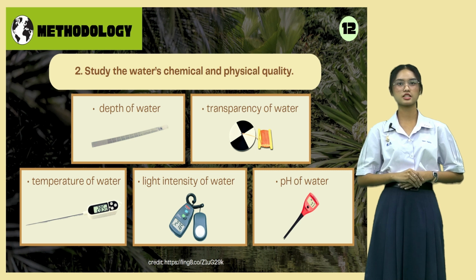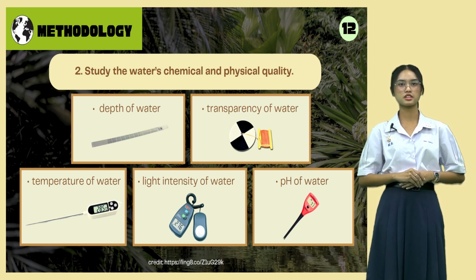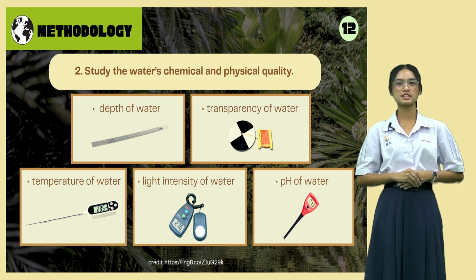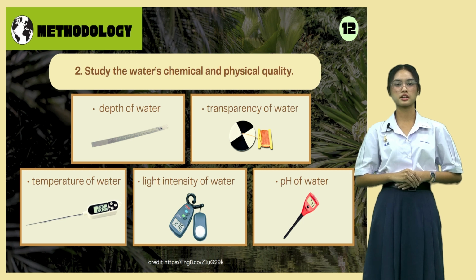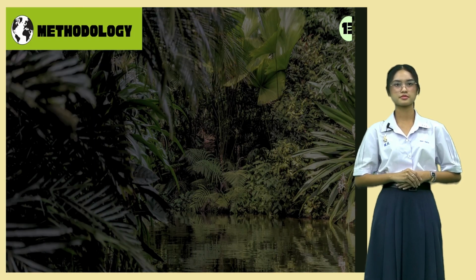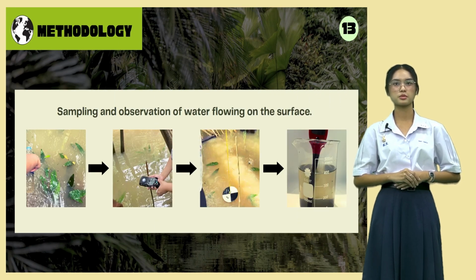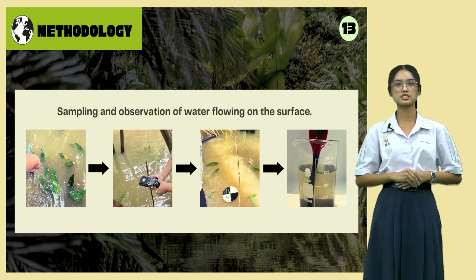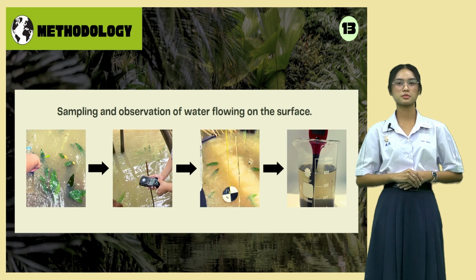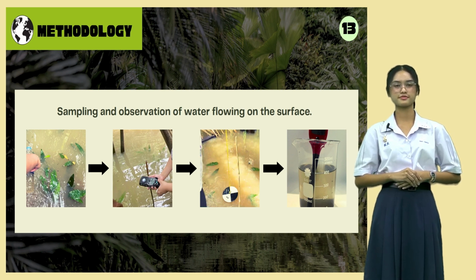Second, analysis of the water quality. Assess both chemical and physical parameters of the water. Implement tools such as the meter ruler, Secchi disk for measuring water transparency, water thermometer, light intensity meter, and pH meter. Measure the depth of the water as well as its transparency, temperature, and pH level. Collect the water sample using suitable container for pH measurement.